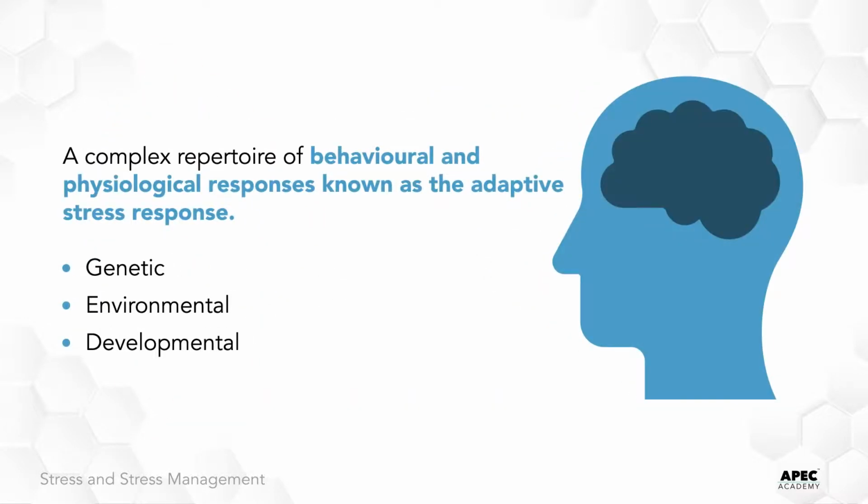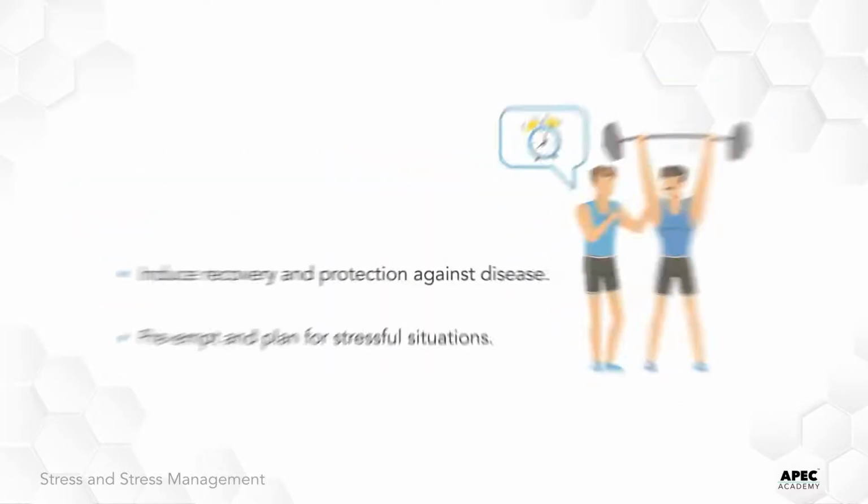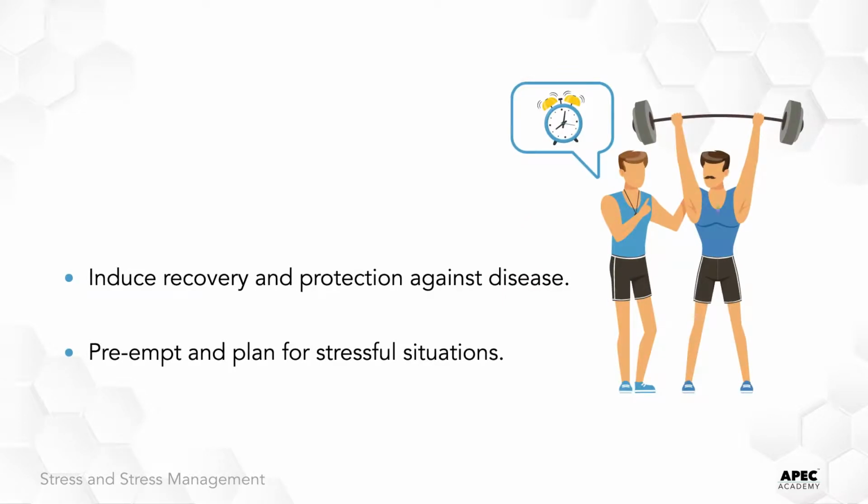In order to counteract the chemical disruption stress causes, it requires a complex repertoire of behavioral and physiological responses, known as the adaptive stress response. The ability to develop this adaptive stress response will be based on genetic, environmental, and developmental factors. However, the goal for the health coach is to support the client to manage the perceptions of situations to decrease the magnitude of the stress response. In addition, the coach should look to support the adoption of practices to stimulate the opposing physiological reactions to the stress response to induce recovery and protection against disease.